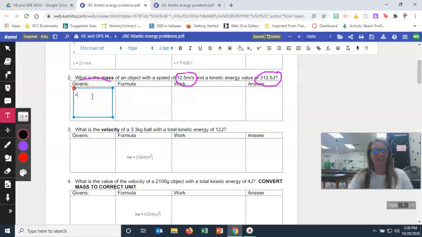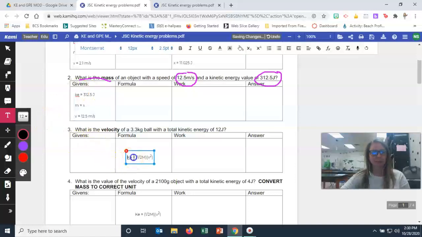So kinetic energy is going to equal 312.5 joules. The mass of the object is unknown. We don't know that, so we're going to put an x. And then the velocity that this object is traveling at is 12.5 meters per second. Perfect.